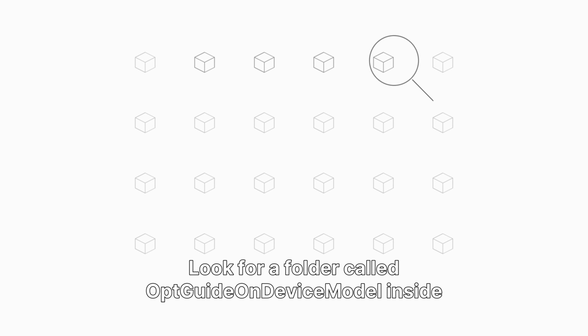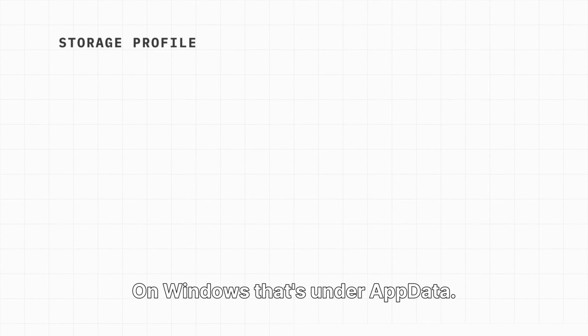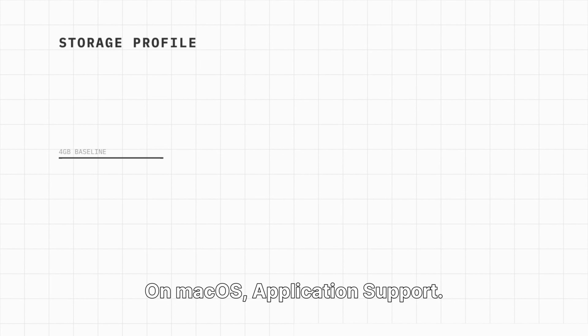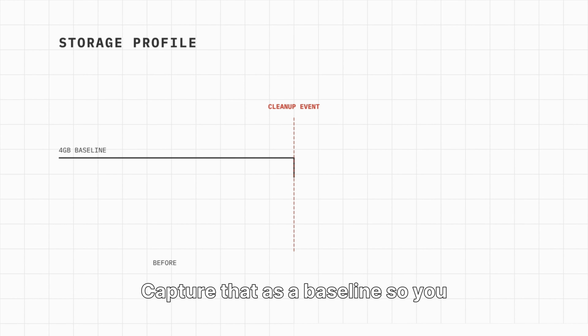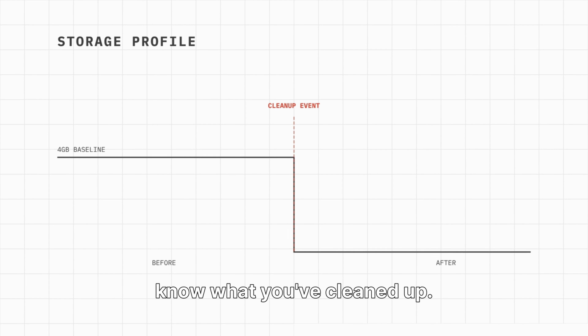Two: audit your endpoints before you flip the policy. Look for a folder called OptGuideOnDeviceModel inside each user's Chrome profile. On Windows, that's under AppData. On macOS, Application Support. If it's there, the model's already on disk. Capture that as a baseline so you know what you've cleaned up.